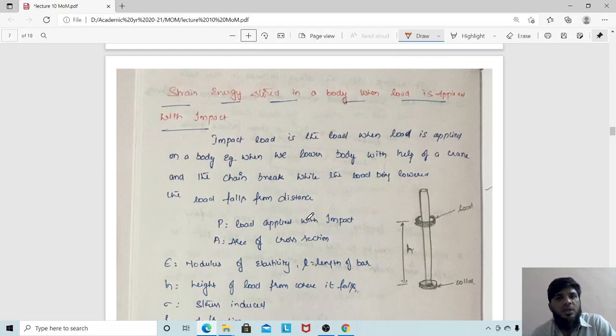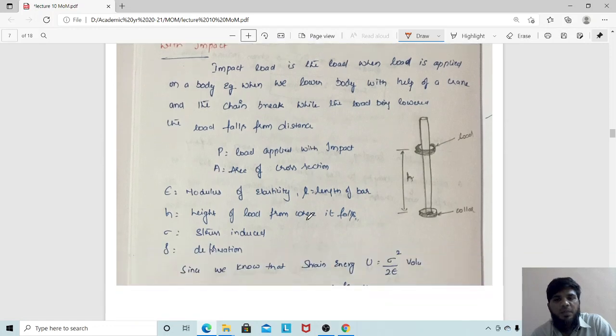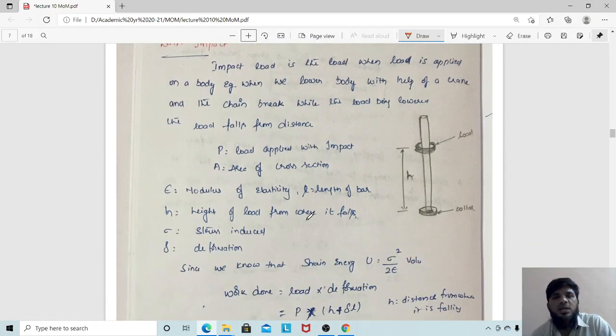The next thing is the strain energy stored in a body when it is being impacted. Impact is nothing but when the load falls from a certain height. You have a load at some height, and suddenly that load completely falls on an object, that is called impact. For example, here I have an object on which there is a load at some particular height, which we have considered as h. There is some collar here. On this collar, this load is falling from a height h onto this object. Because of this height, it has some potential energy that will be converted to kinetic energy. It will create some impact.